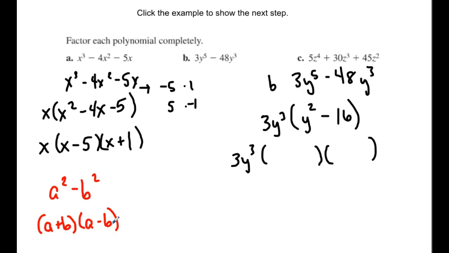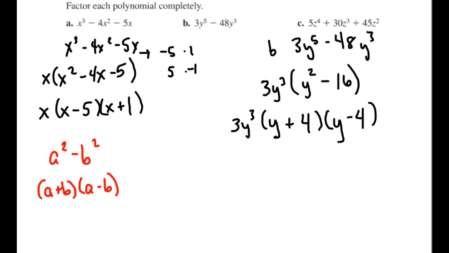This is just one of my patterns that I can notice and I can use often. So from here, going back to our problem, my a was y. So I'm going to end up with y, and I know that the square root of 16 is 4, so I'm going to end up with y plus 4 and y minus 4. Okay, so now I am fully factored. Everything has been separated as much as it can.